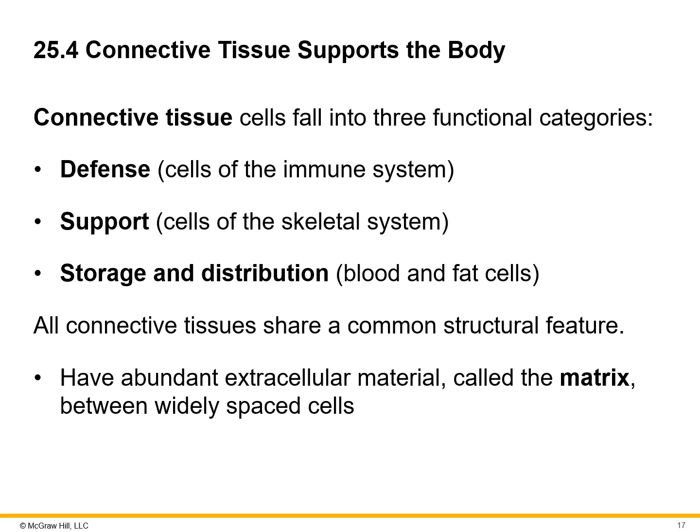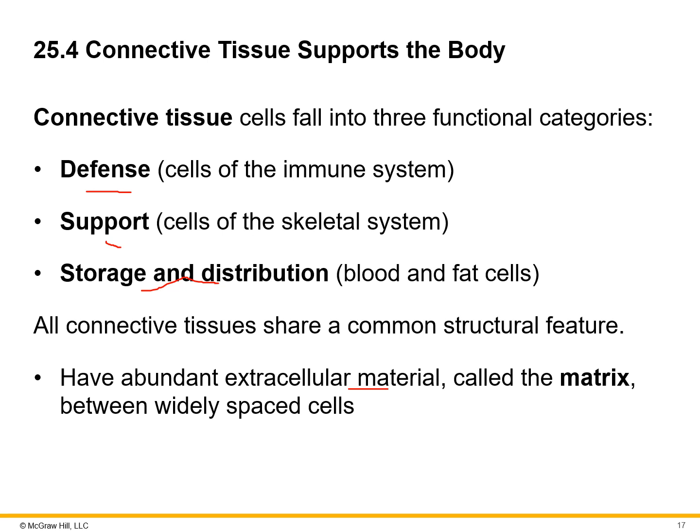Moving on to our connective tissue. So we have three main functional categories. So they are used for defending the body, so particularly the immune system, supporting the body, think about our bones and our skeletal system, and then storage and distribution. So our fat cells for storage, blood for transportation or distribution. But all of the connective tissues do share some structural features. They have an abundant extracellular material.